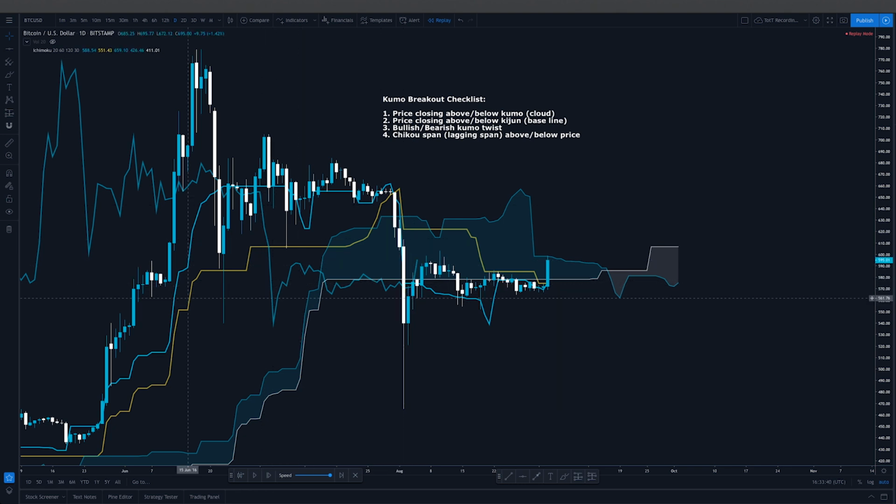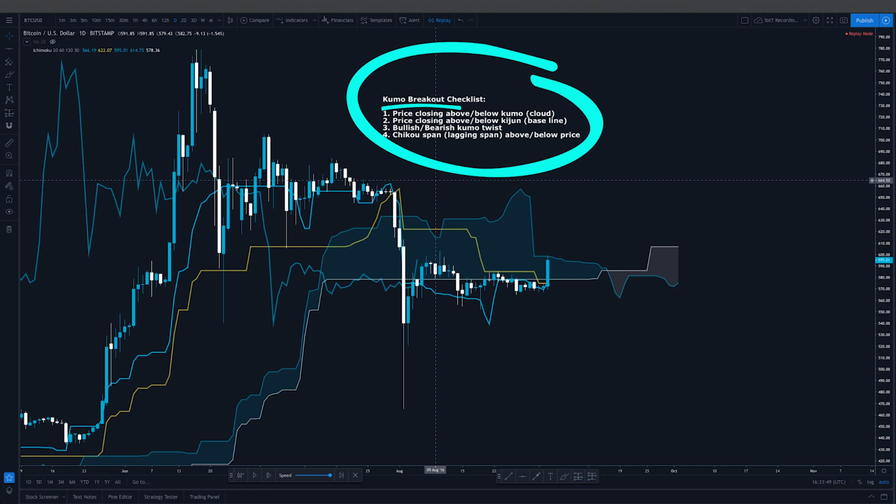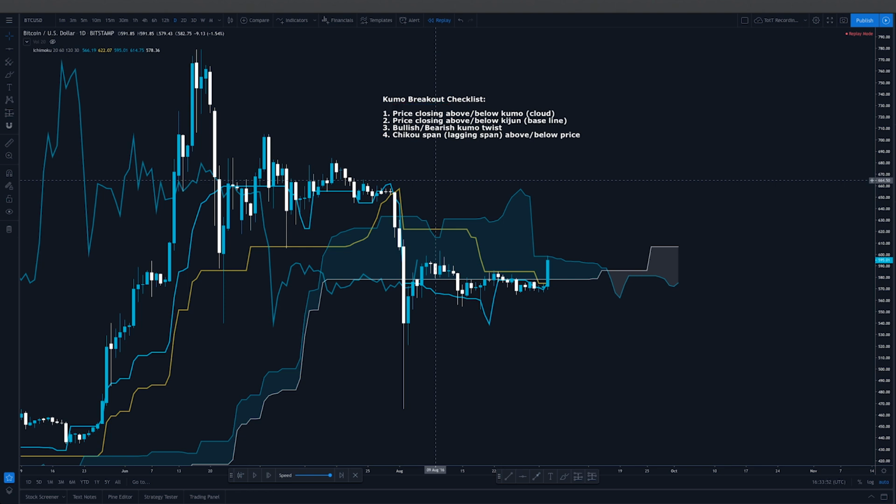So let's discuss one of the forefront ways to use the Ichimoku system, which is with a Kumo breakout. Now, a Kumo breakout has a couple of prerequisites that you'll want to follow religiously in order to have the highest hit rate possible when taking these types of long or short trades. So first things first, you want price to close above or below the Kumo, depending on if you're going long or short. So if you're looking for long positions, if you'll remember our rules, price needs to be above the cloud. If we're looking for short positions, price needs to be below the cloud. So that's the first rule in our checklist, right?